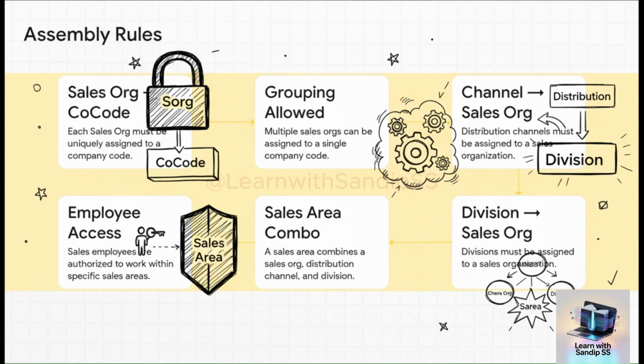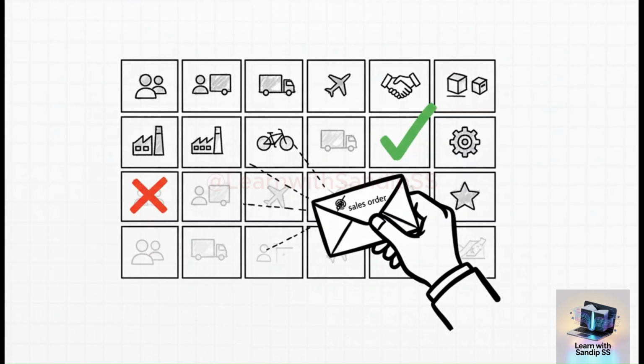If that's still a little confusing, here's a super simple way to think about it. Think of each sales area as a unique, valid address. If a business transaction, like a sales order, comes in, the system checks its address. If it's a valid address, a recognized combination of who, how, and what, it gets processed. If not, the system just says, nope, return to sender.